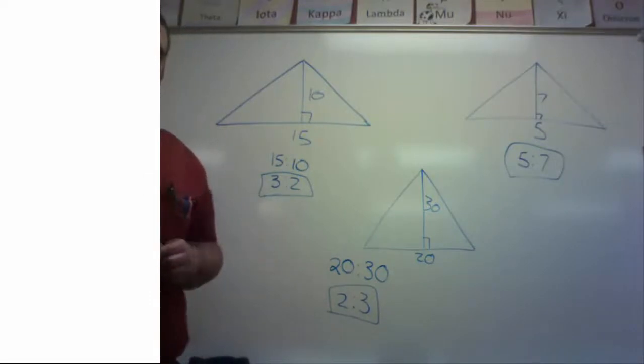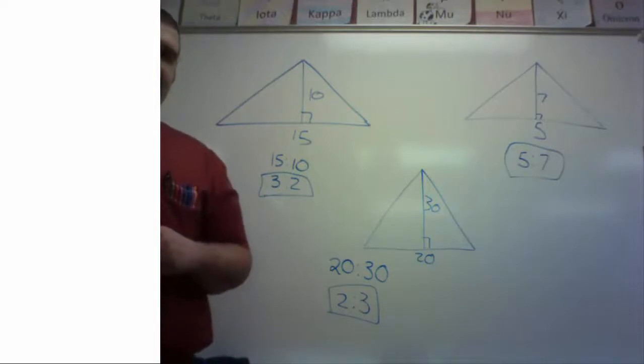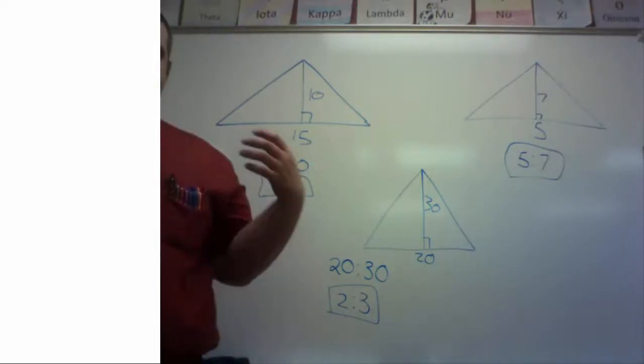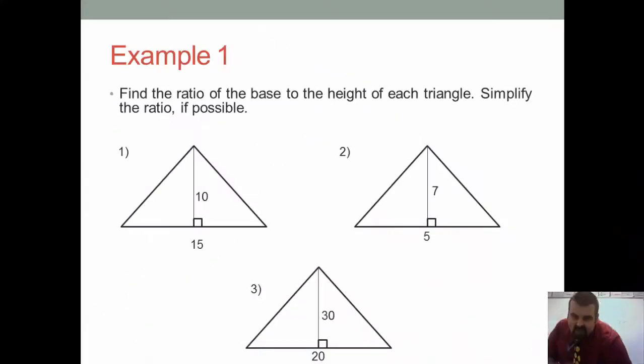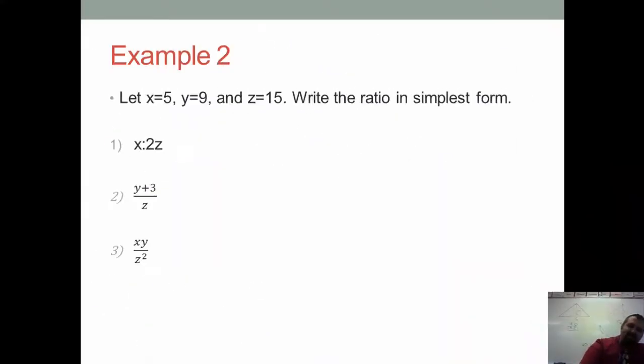And that's all this question is asking. I'm done. They didn't ask me to find an unknown length. They didn't ask me to find area. They just said find the ratio, simplify. Perfect. All right, next example.